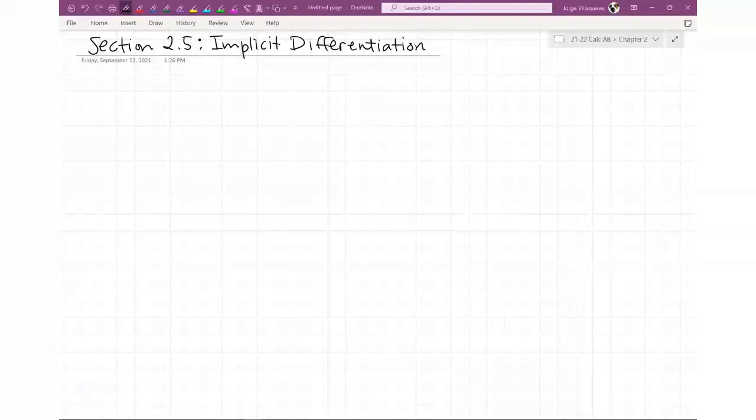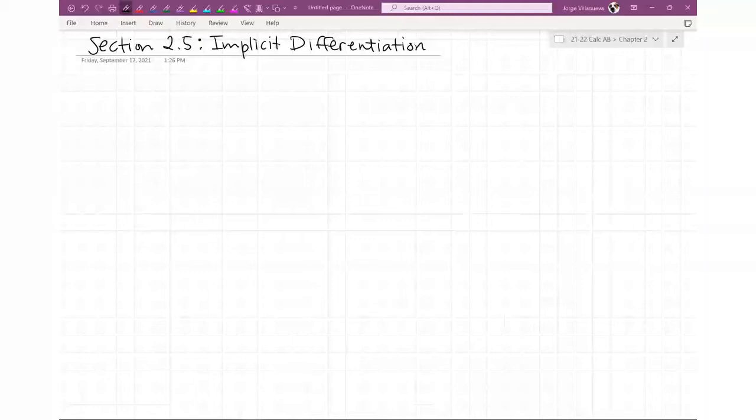All right, so implicit differentiation is what we like to call the lazy man's derivative. In order to take a derivative, what you normally want is for your function to be solved for y. But sometimes it can be really difficult to solve for y. So what we end up doing is using implicit differentiation to help us with that process.